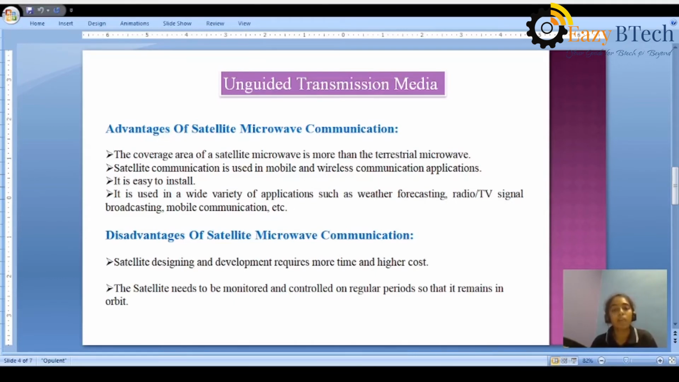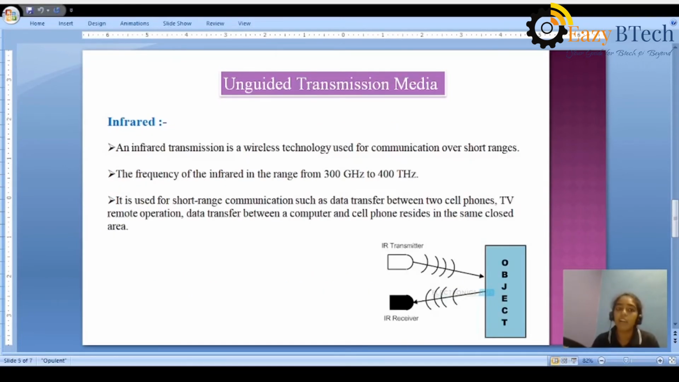Another, third type of unguided transmission media we have is infrared. Infrared waves or rays, we can call them. Infrared transmission is a wireless technology used for communication over short ranges. We know the example of the TV remote, in which we are using infrared rays. The frequency of infrared is in the range from 300 gigahertz to 400 terahertz. It can communicate over short ranges.